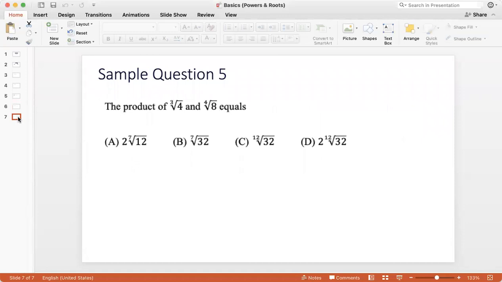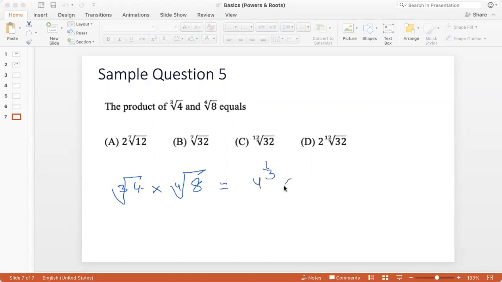Okay, sample question 5. The product of third root of 4 multiplied by the fourth root of 8. Okay, so now we are dealing with fractional exponents because I'm going to write third root of 4 as 4 to the power 1 by 3 and fourth root of 8 as 8 to the power 1 by 4. Now, the first thing to do is to make a common base.